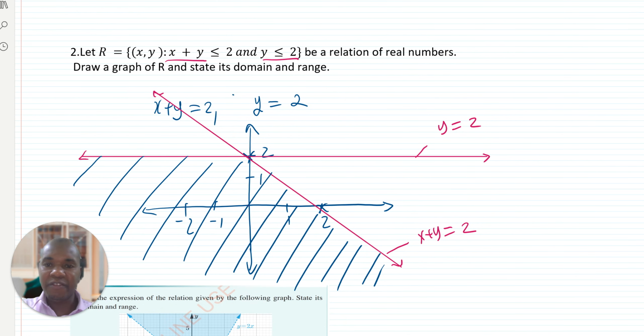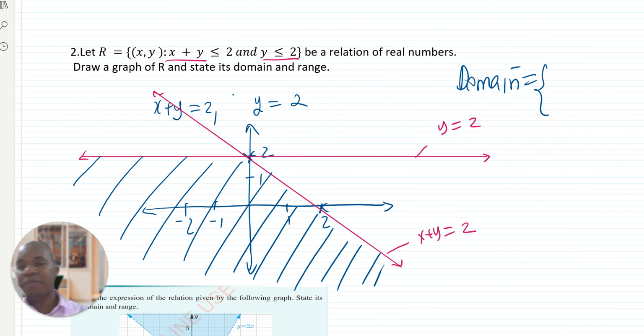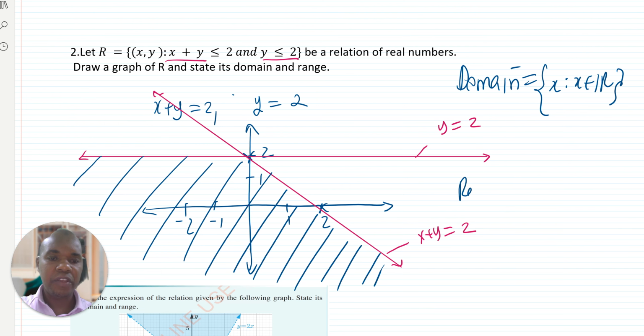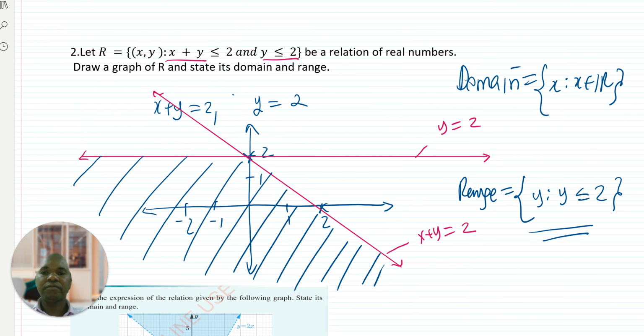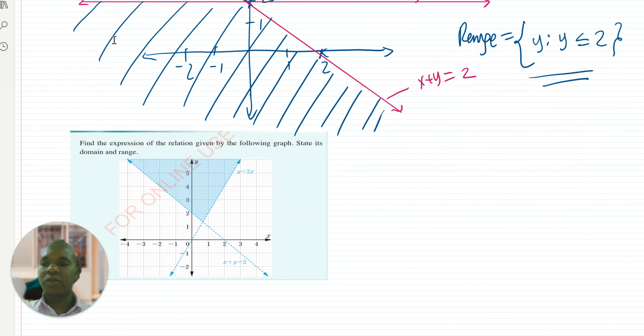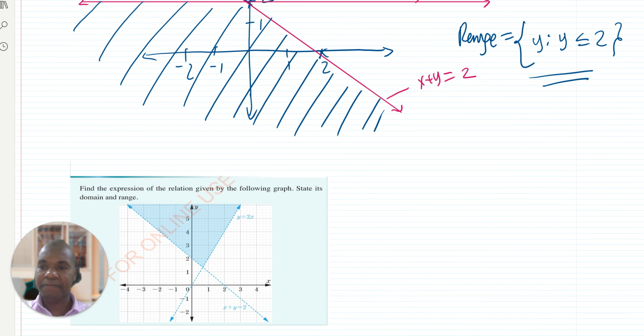So what is domain and range? I think this is very important, that domain is going to be all real numbers. As you can see, x is extending from negative infinity to positive infinity. So x will be all real numbers. But with range, you have to be careful now, because the y value will be starting from 2 going to negative, so it will be y less or equal to 2, dear students. And now we are going to proceed to the last question for today's session.